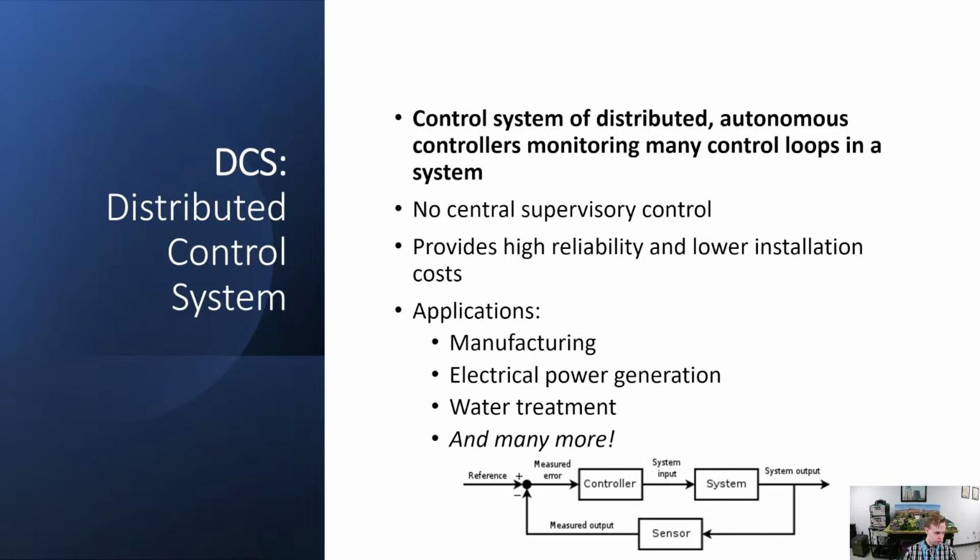So just a brief mention of a DCS, a distributed control system. Mainly, these are just control systems of distributed autonomous controllers monitoring many control loops. So it's a lot of control and loops and systems in one sentence. To break it down, it is just a bunch of different control loops, which are the basic building block of a control system.